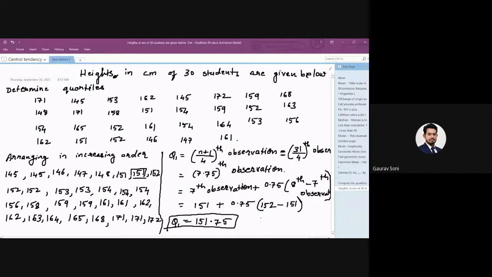So how do you get that? Q2 is 155, exactly right. So that is going to be which observation? The 15th observation, right? The 15th plus 0.5 times the 16th minus the 15th observation. So Q2 will become 155.